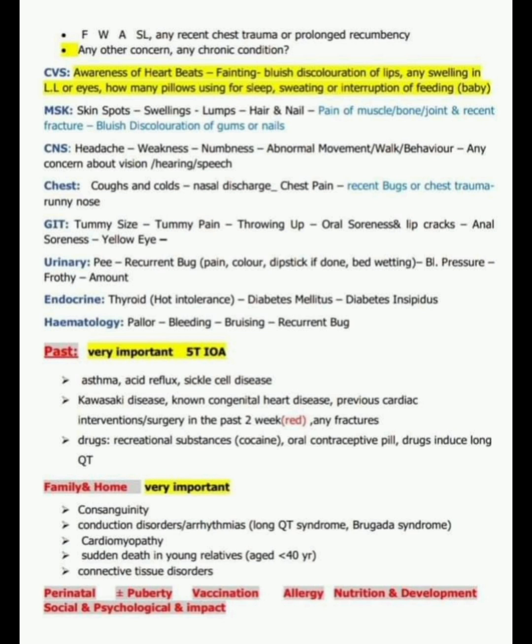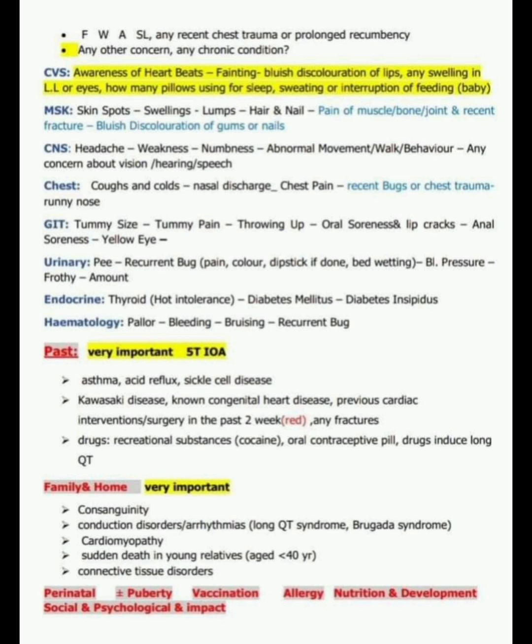Now we go for the past history, that is very important. We know the mnemonic 5T IOA. So 5T is any previous trauma history, any treatment, which team is involved, any blood transfusion history and any travelling history. IOA is investigation, onset and admissions in the past.